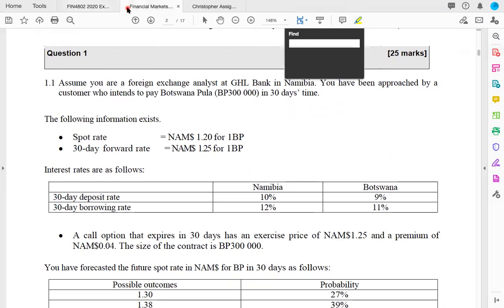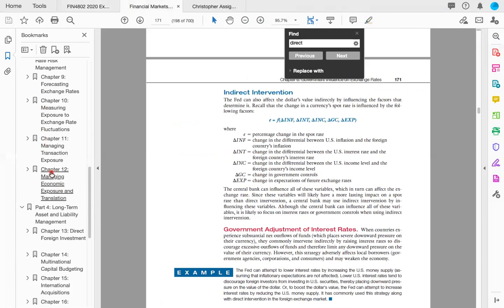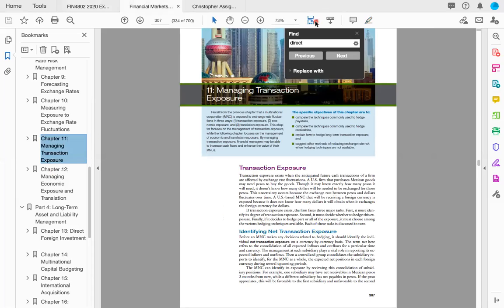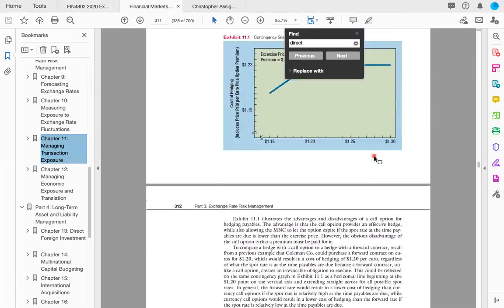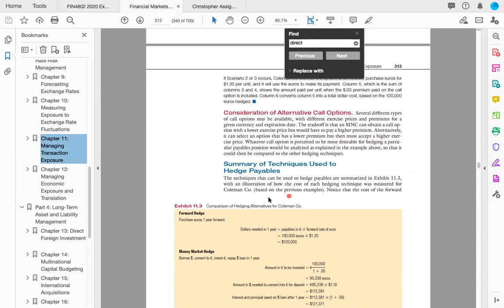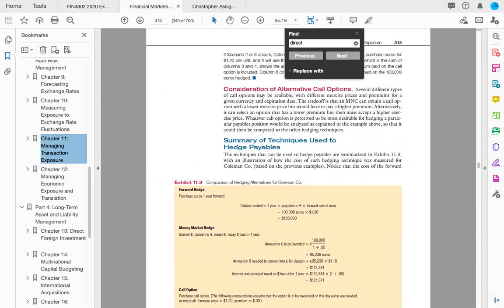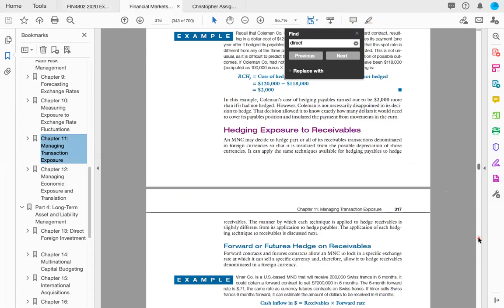So don't just focus on how to hedge trade payables. Make sure you also work through questions on how to hedge trade receivables, and you can find examples in the prescribed textbook in the chapter on managing transaction exposure. So there's an example on techniques used to hedge trade payables, which is what most exam papers go through. This you should be familiar with if you work through the question I've worked through and go through the other revision paper. But you also have to read on how to hedge receivables.